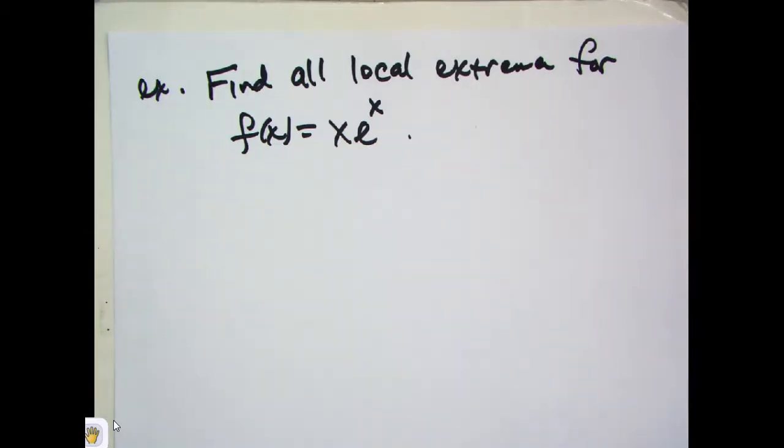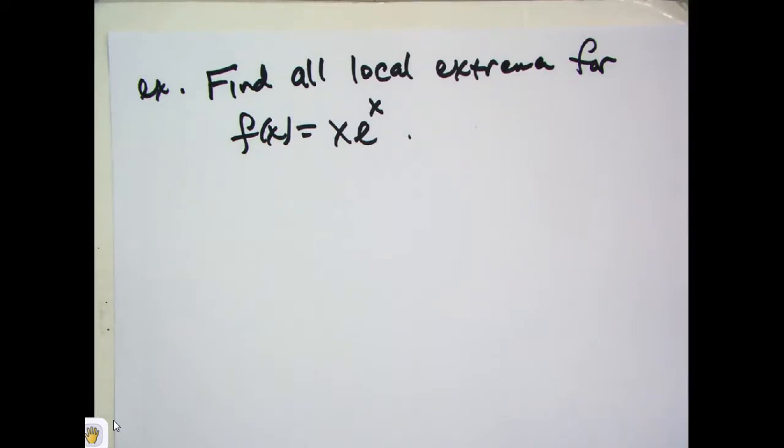So what has to go from negative to positive? The graph of what? F prime. So the graph of f prime goes from negative to positive. Then that means your function is going from decreasing to increasing. So in that case, you would get a relative min.